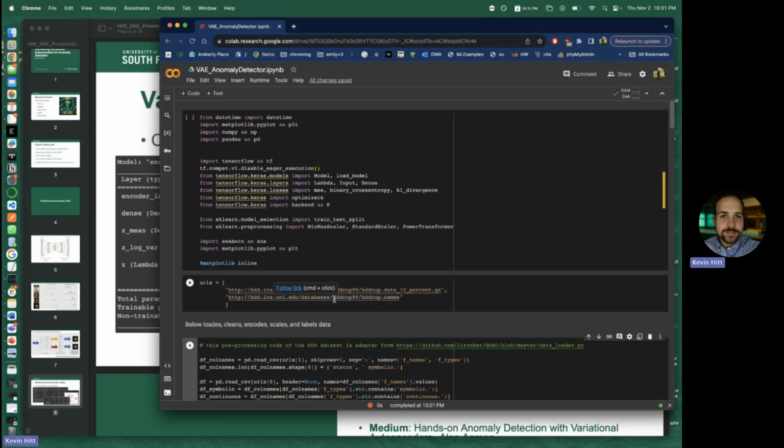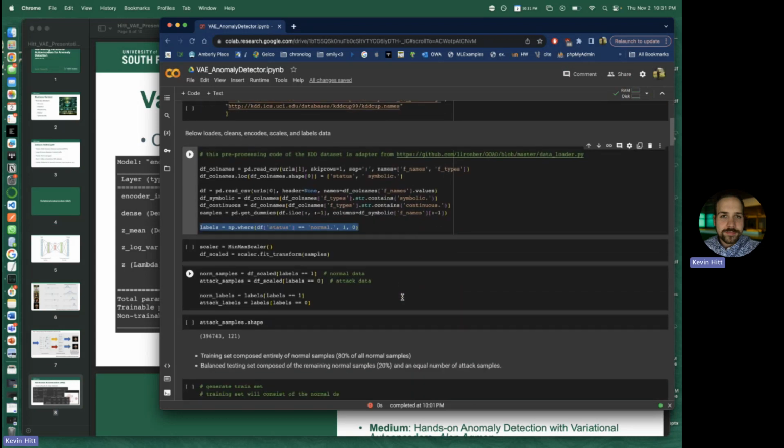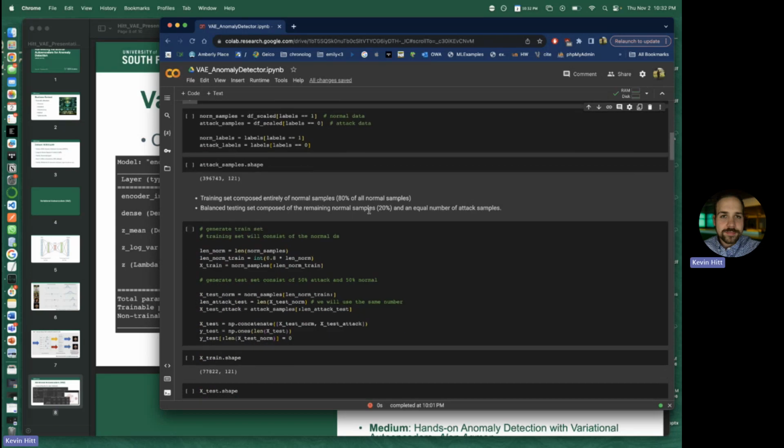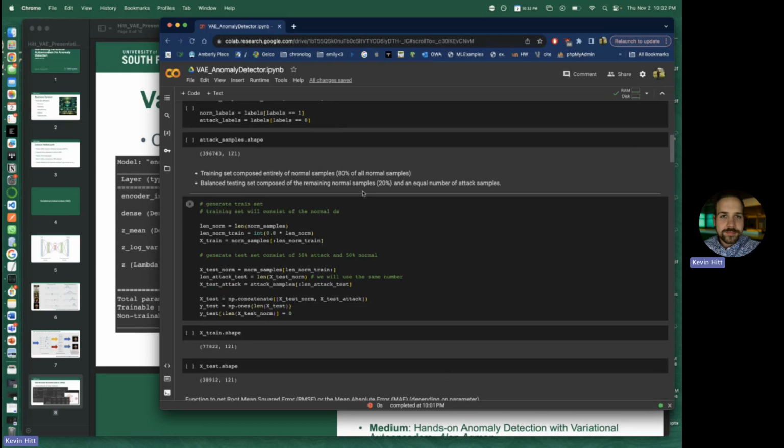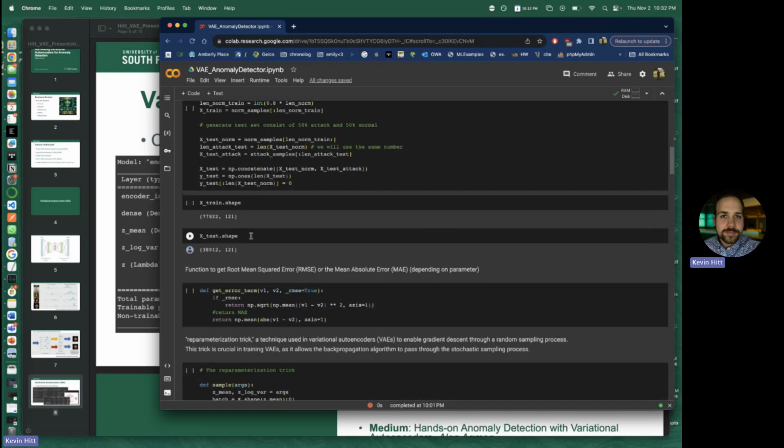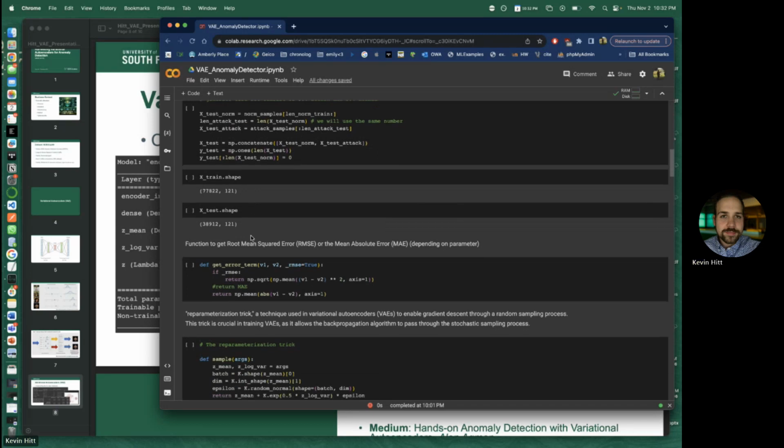Here we're loading our packages and our KDD Cup data. These beginning cells here handle the naming, the labeling of the anomalies, the encoding, the scaling and normalization, as well as the separation of data into training and test sets. This is intentionally split so that 80% for training is all normal samples, and then the testing samples are the remaining 20%, an equal number of attack samples and normal samples, which should be appropriate for detecting anomalies.